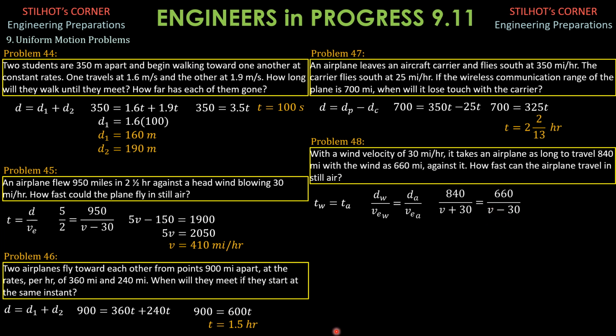840 divided by 660 is equal to this. We reduce this by dividing everything by 60. So 840 over 60 is 14, while 660 over 60 is of course 11. So 14 over v plus 30 equals 11 over v minus 30. Then we cross multiply. We have 14v minus 14 times 30 is 420 equals 11v plus 330.